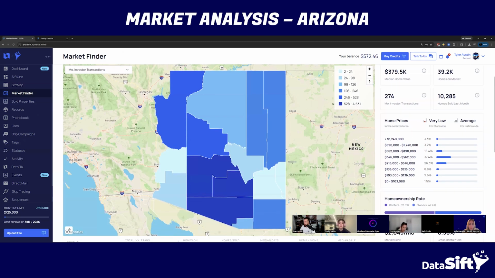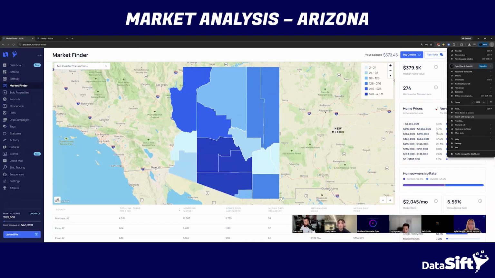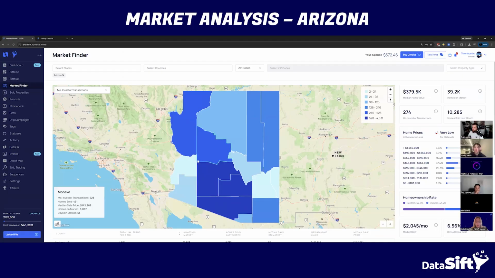What it does next is it pops up. I'm gonna go ahead and zoom this out just a little bit because now we're trying to view a map. That's good. So it's going to show my counties.